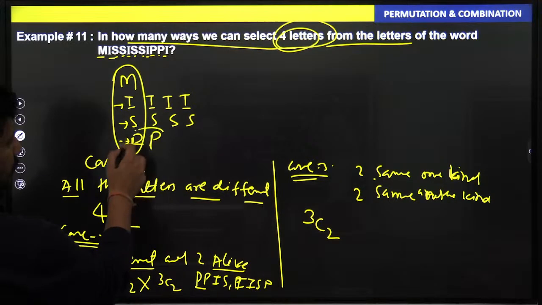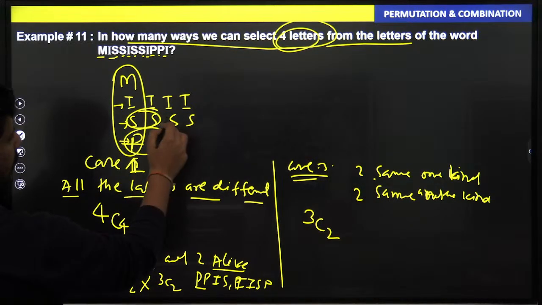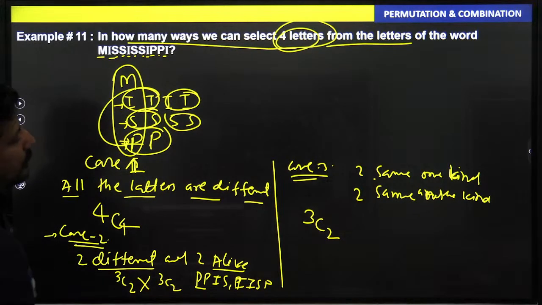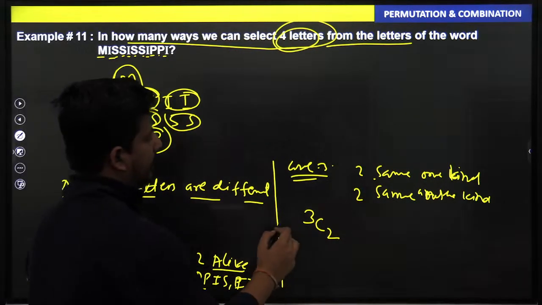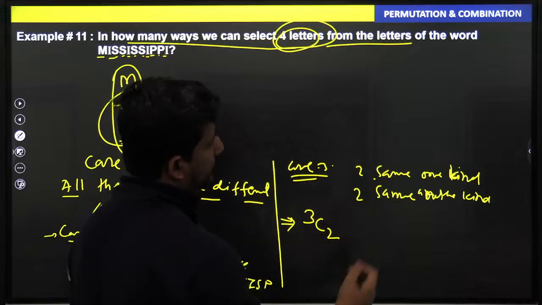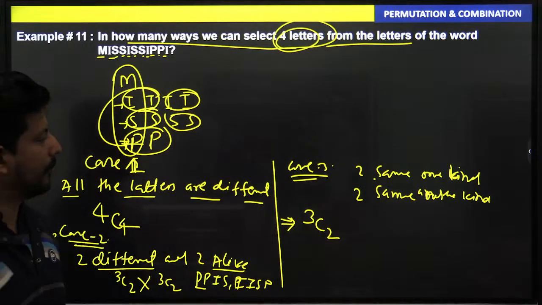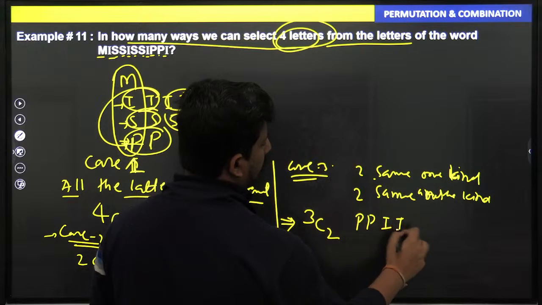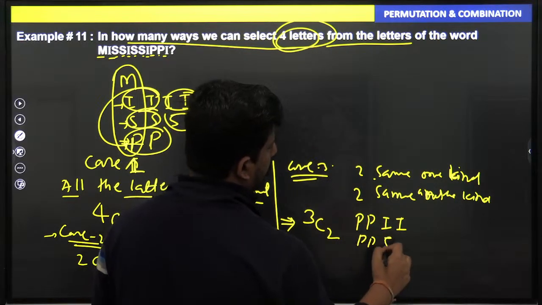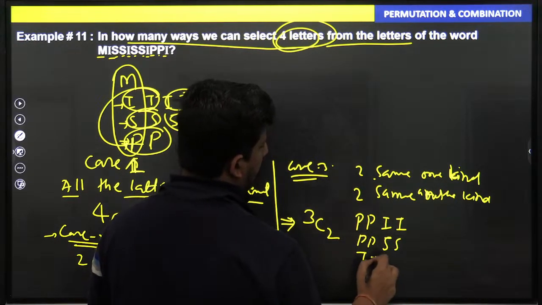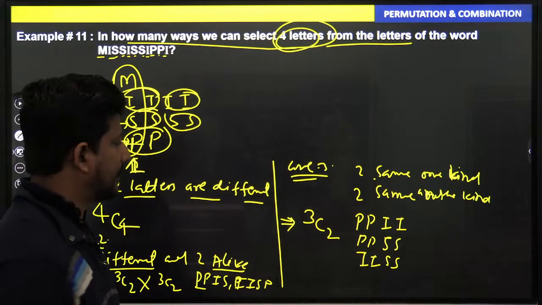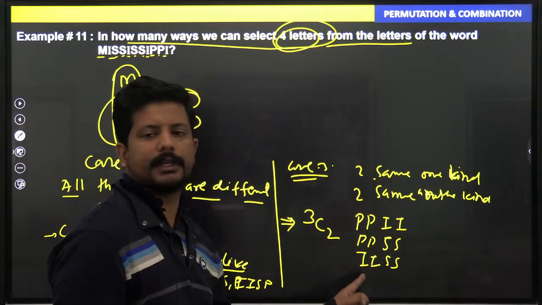Because either these 2 come, or either these 2 come, or either these 2 come. Okay na? So 3C2: 2 same and 2 different, because the word we can form only what? PPII, either PPSS or either IISS. So do not think like that, sir, SS can be shifted here, I can be shifted here.